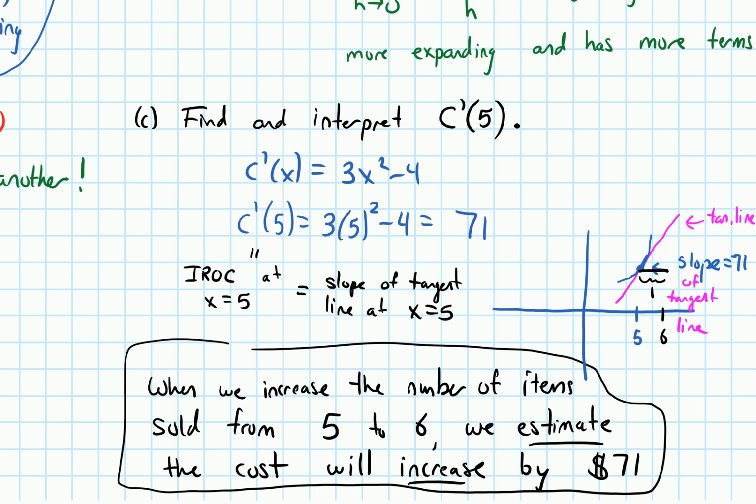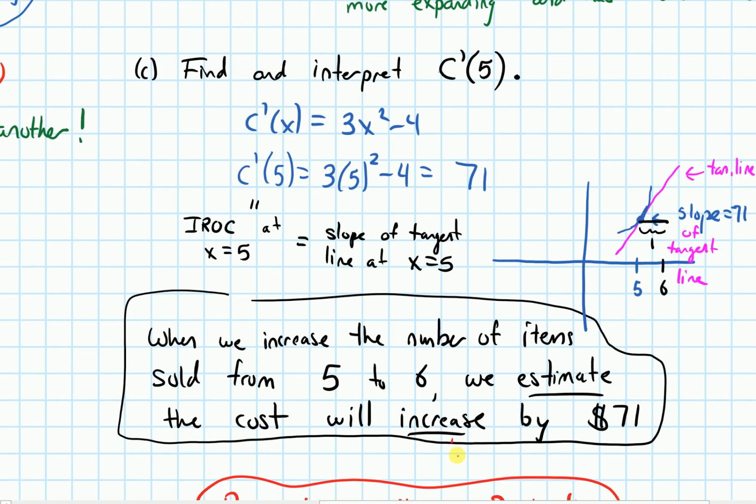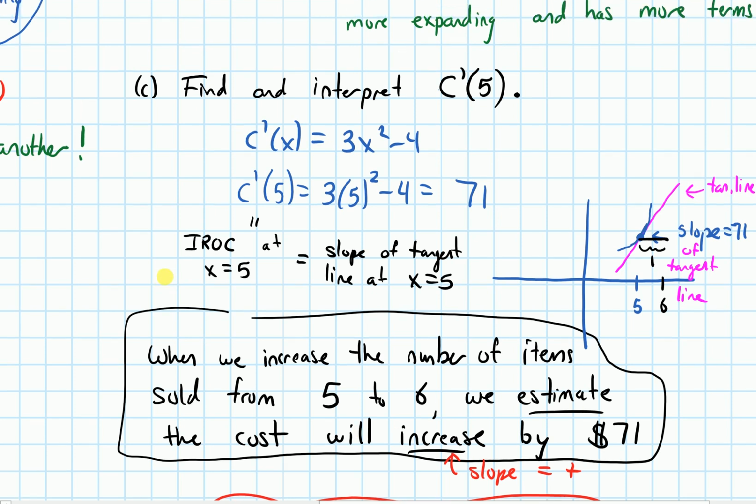And again, we're estimating the cost will increase because the slope is positive. If my derivative had been negative, that would mean my slope of the tangent line was negative, and in that case, we would have estimated that the cost would have decreased.